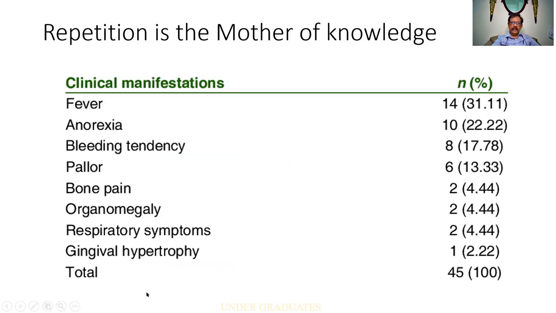So this is again a summary of the findings. There will be a low-grade fever, anorexia, bleeding tendency, pallor, bone pain because of the expansion of the bone, organomegaly, respiratory symptoms, gingival hypertrophy and bleeding, and these will be the incidences in that. Repetition is the mother of knowledge, and hence this repetition.